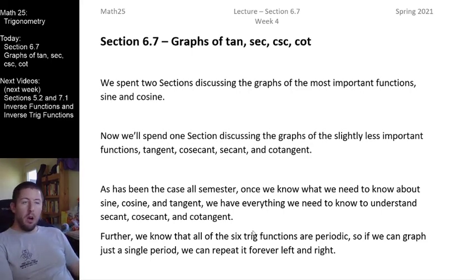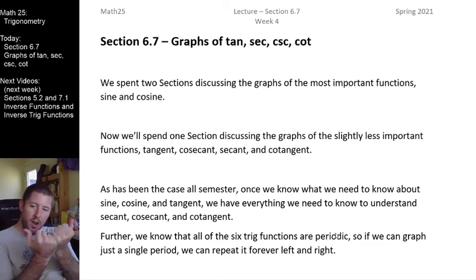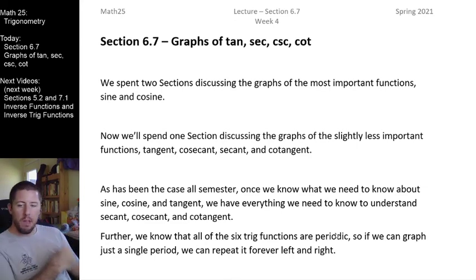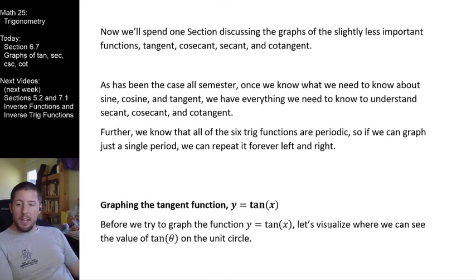The other thing that we know is that all six of our trig functions are periodic. And what that means to us is all we really need to be able to do is to graph one period of the function, and then we can repeat that any number of periods to the left and to the right, right? So this isn't like we're drawing an infinitely wide graph necessarily. It's that we need to come up with one sliver that then repeats over and over to the left and to the right.